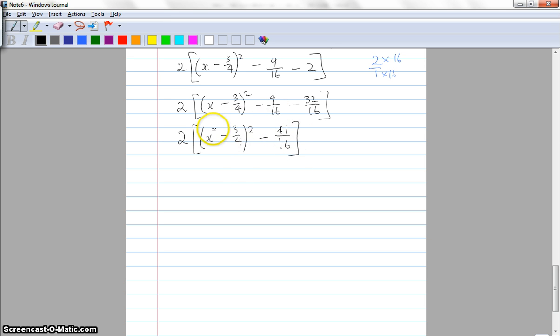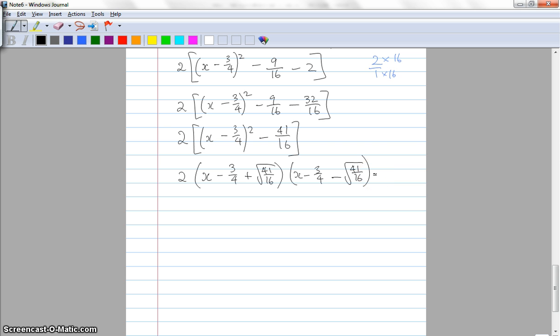Okay, now I've got a squared here. I can treat this as a squared and I've got a minus in between, so I can do the difference of two squares. That becomes 2, hopefully I haven't done too many steps in one go, x minus 3 over 4 plus the square root of 41 over 16, x minus 3 over 4 minus the square root of 41 over 16.